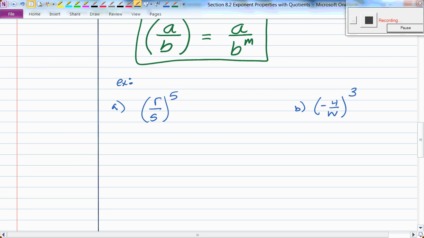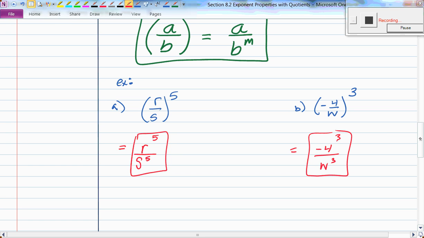Okay. So example A, r over s to the 5th power. What do I need to do to make sure? Yeah, so it's going to be r to the what power? R to the 5th over what? S to the 5th. Yes, very good. That's pretty easy, right? All right, next one. Here we go. Negative 4 over w to the 3rd. What do I do? Distribute. Yeah, so I'm going to have negative 4 to the 3rd all over w to the 3rd. Very good. What do you guys think? Easy, medium, or hard?